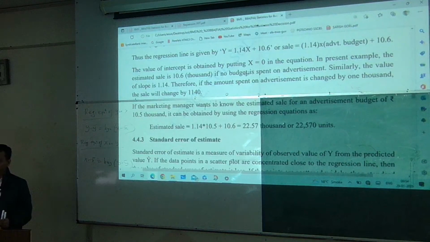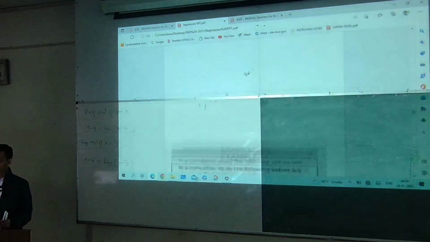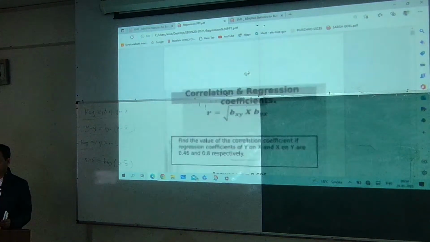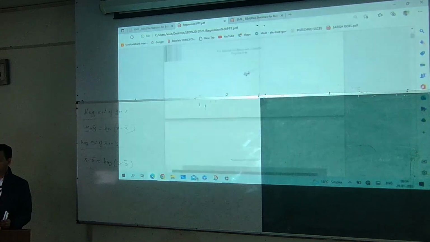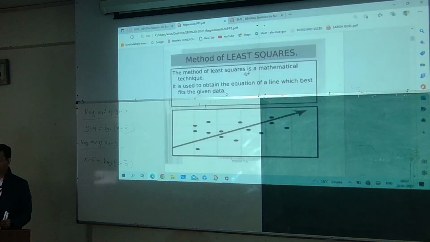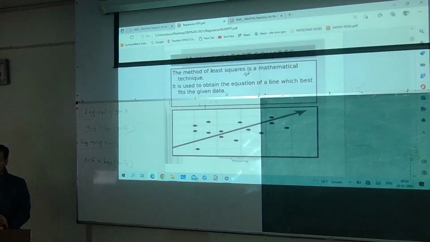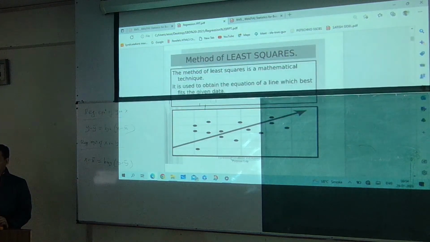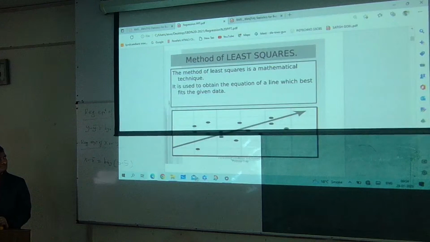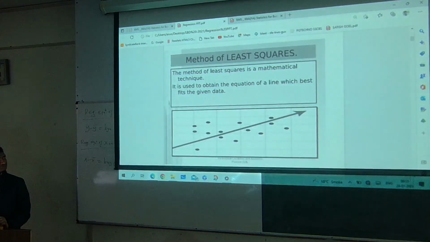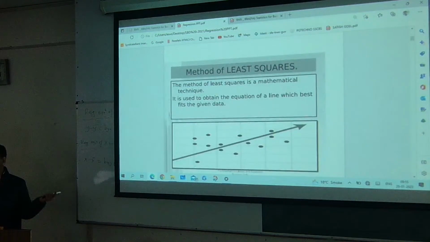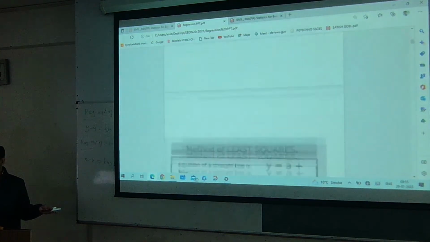So now we can see one example before we go to the error part. So this, you already know the regression coefficient. So this is basically the method of least squares. Okay, so this is the method of least squares which I told you. Using this we have obtained basically this.